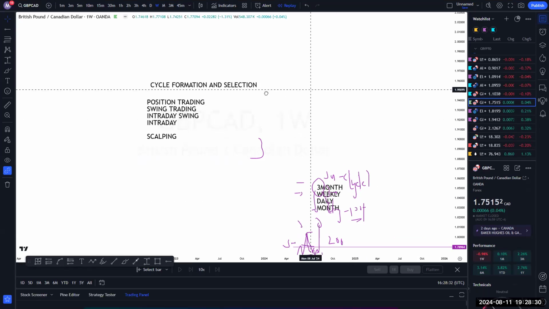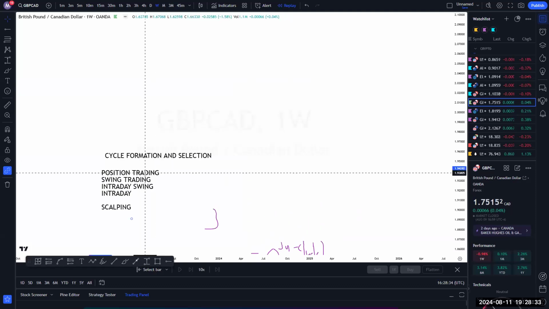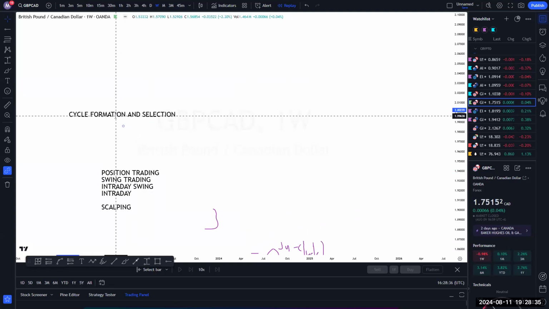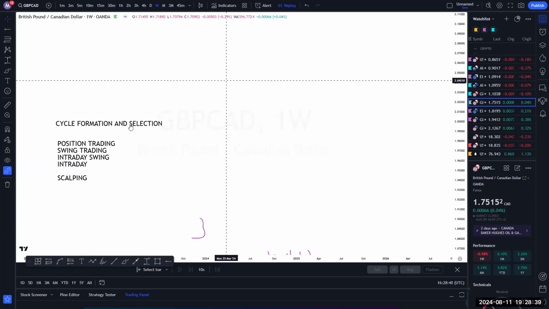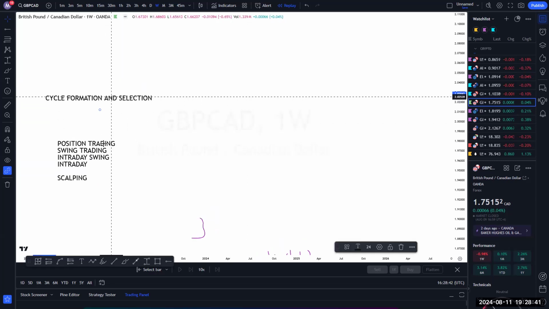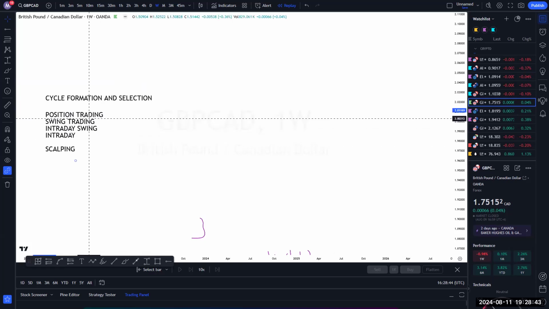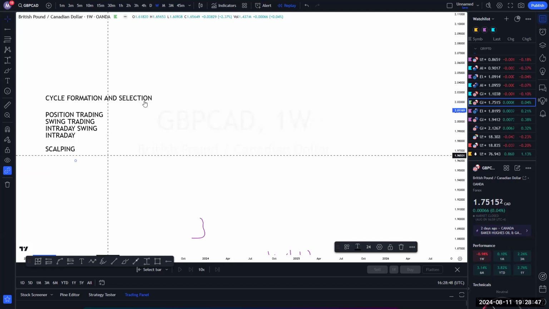In this session we are going to complete cycle formation selection. There is also something I didn't complete in the first two topics, and I'm going to cover it in this topic as well.